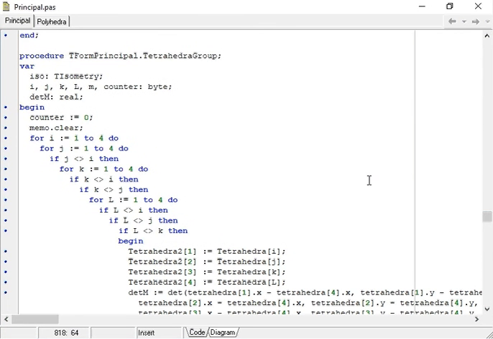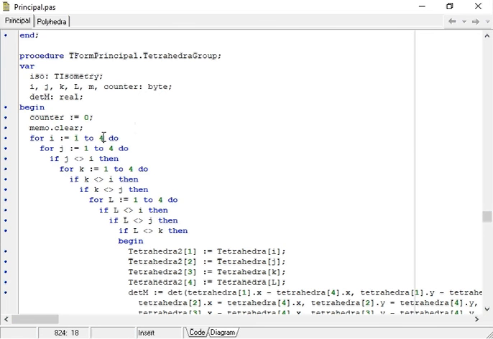The group of the tetrahedron. Which is it? I have byte counters: I, J, K, L, M, N counter. I have one isometry and the real determinant number.